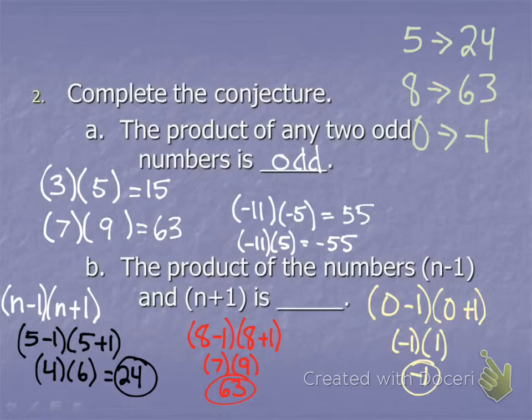5 squared is 25, 8 squared is 64, 0 squared is 0. Our answers are all the same number. Yeah, you're multiplying the same number by itself, so you're squaring the number, and then what are you doing to it? Five squared is 25, but our answer was 24. How does 24 relate to 25?